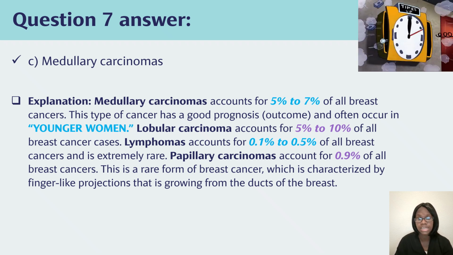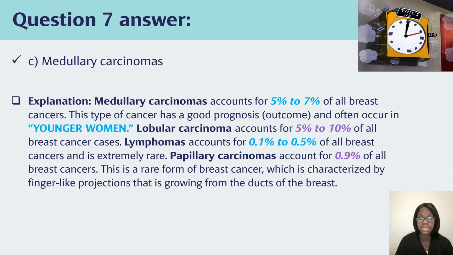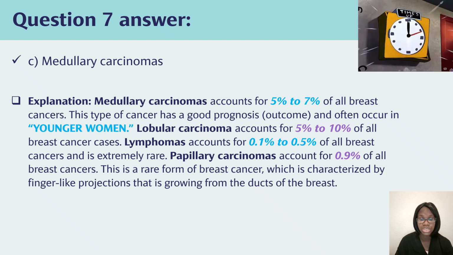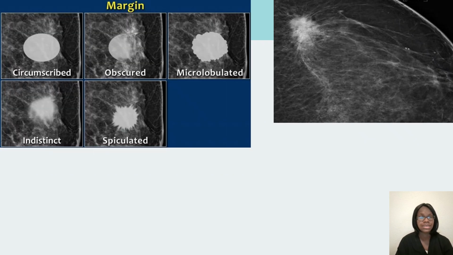Lobular carcinoma accounts for 5% to 10% of all breast cancer cases. Lymphomas account for 0.1% to 0.5% of all breast cancers and are extremely rare. Papillary carcinomas account for 0.9% of all breast cancers. This is also a rare form of breast cancer, which is characterized by finger-like projections that are growing from the ducts of the breast. So as you can see, the explanations are important. It gives you a lot of information.